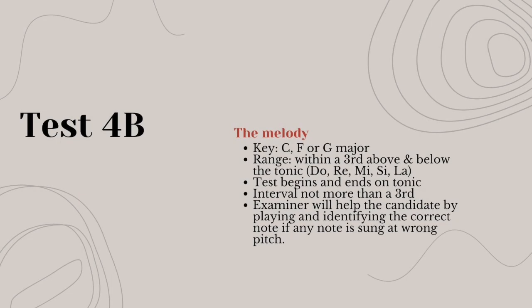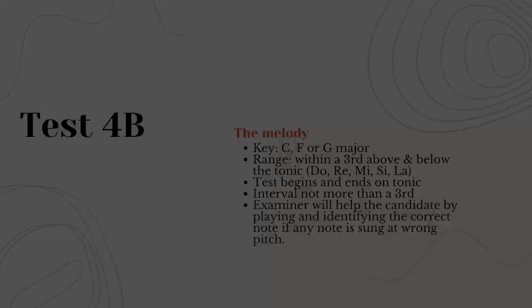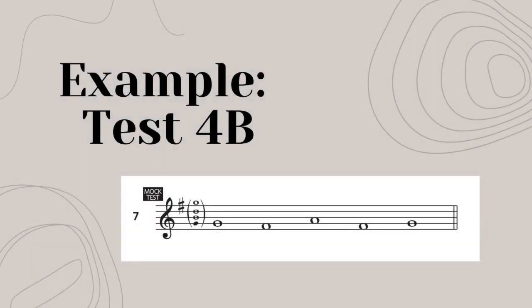The melody would be either in C, F, or G major, and the range would be within a third above and below the tonic, which means it would be Do, Re, Mi, Si, La. The test begins and ends on tonic. The interval would not be more than a third. The examiner will help the candidate by playing and identifying the correct note if any note is sung at the wrong pitch. This is an example of Test 4B.